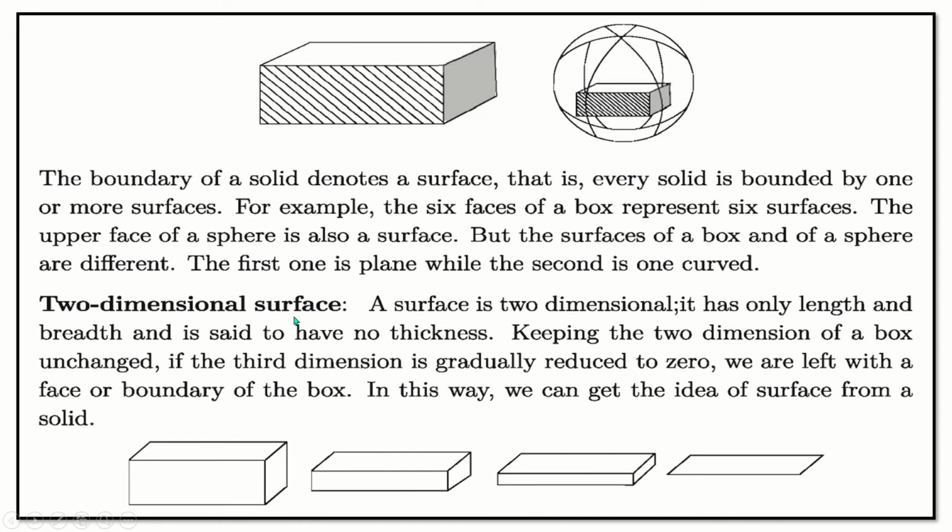Two-dimensional surface: a two-dimensional surface means a surface which has only length and breadth. Each surface of a rectangular solid is two-dimensional. Here there are 6 surfaces, each of them two-dimensional. Clear? That means it has only length and breadth, but no thickness. You have to remember this.